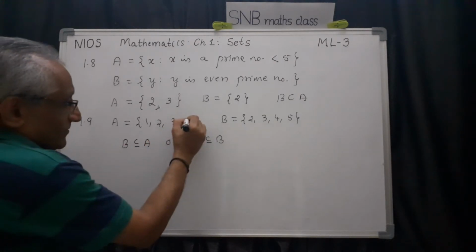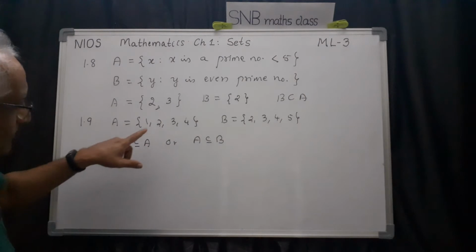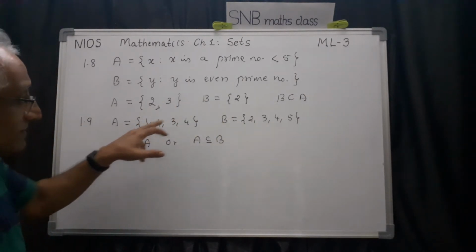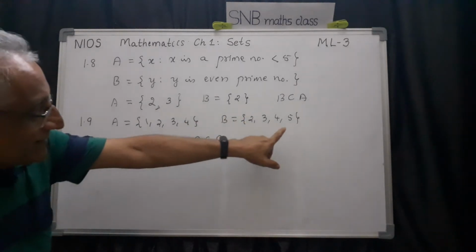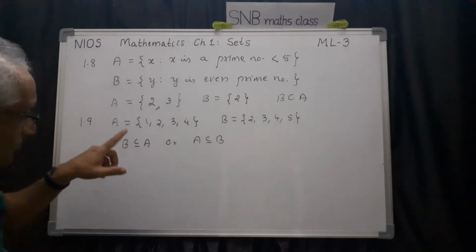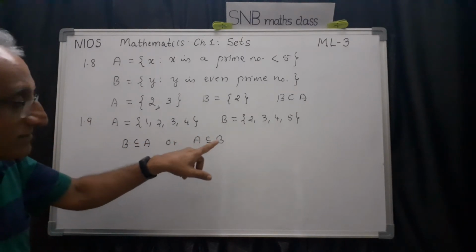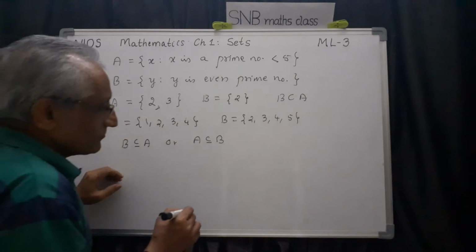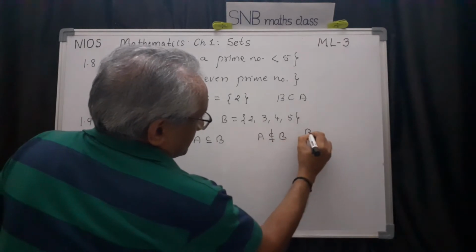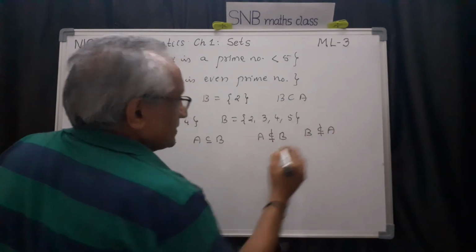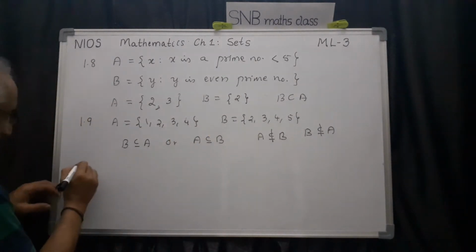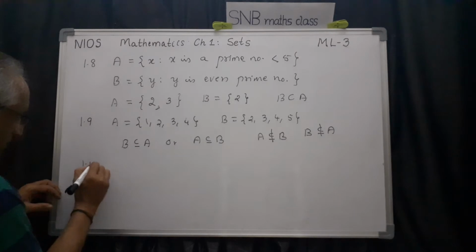So what is your observation? If you look here, see 2, 3, 4, 2, 3, 4 are there, no doubt. But A contains 1 which is not here. Similarly, B contains 5 which is not here. Therefore, A is not subset of B and B is also not subset of A. Therefore, both are wrong. Therefore, we have to say neither A is subset of B nor B is subset of A. This is the answer. And the last question is 1.10.